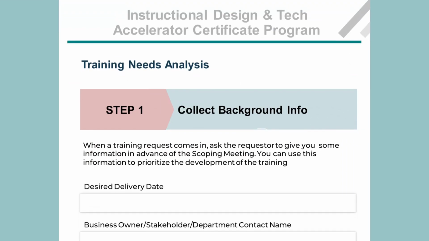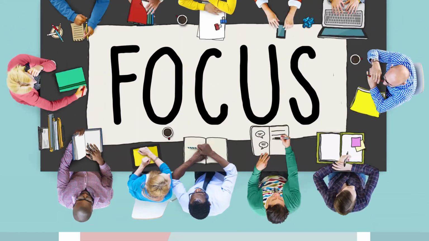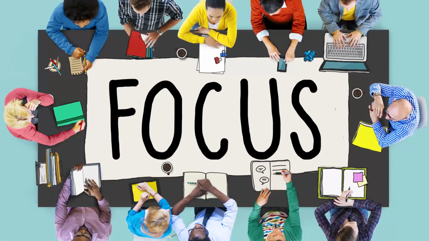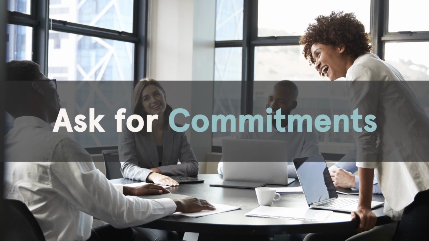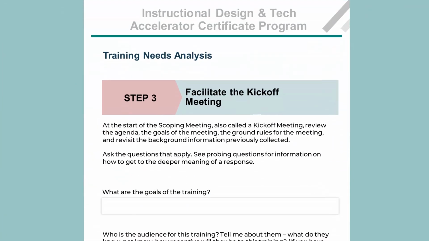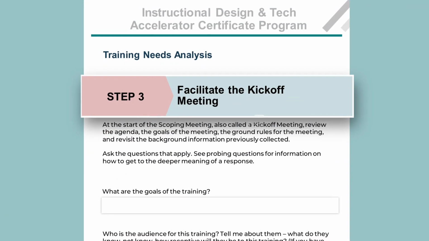As you can imagine, different people have different perspectives on what is important to include in a training. Keeping the conversation on the training analysis and empowering people to keep the group focused is very effective. The scoping meeting is the ideal place to ask clarifying questions and ask for commitments. We'll cover this more in a couple of minutes with step 3 of the training analysis.